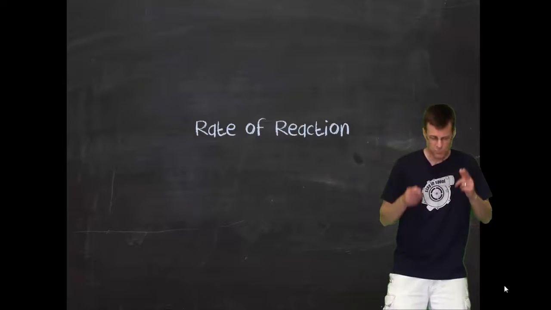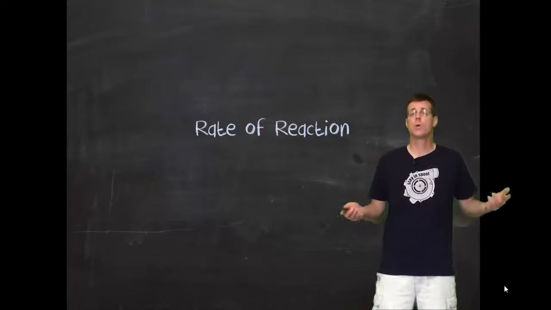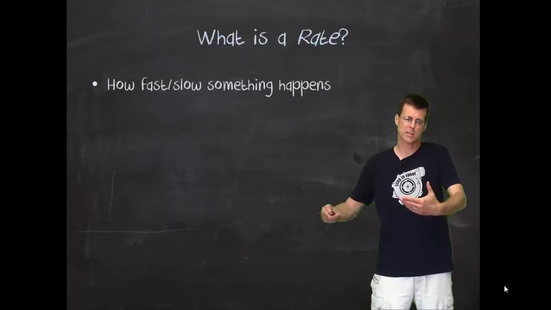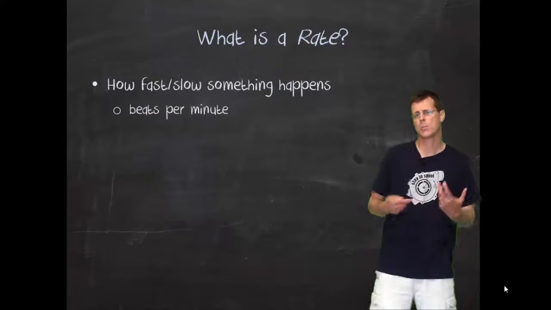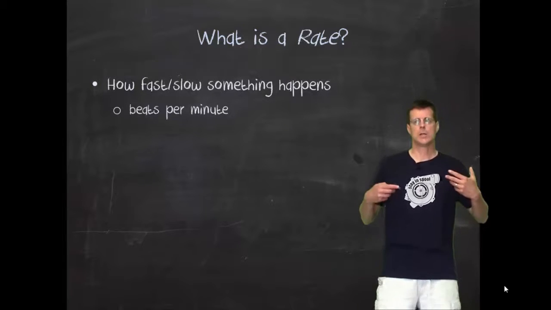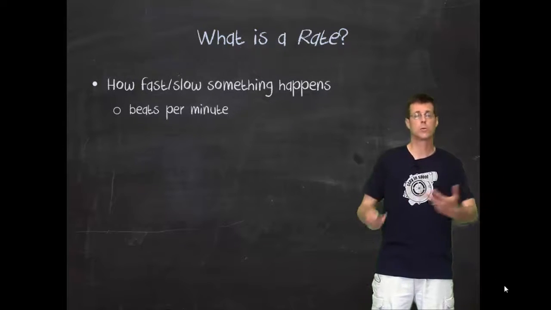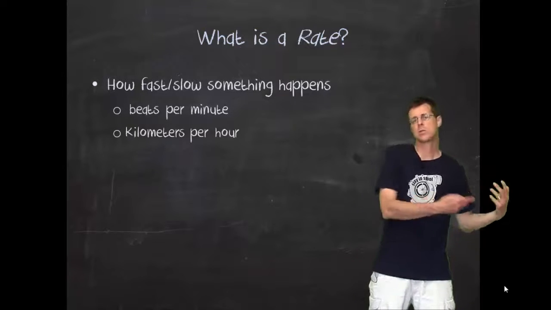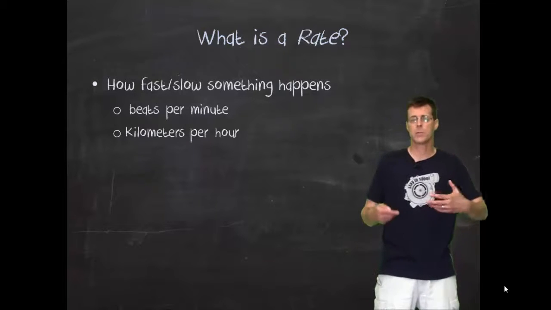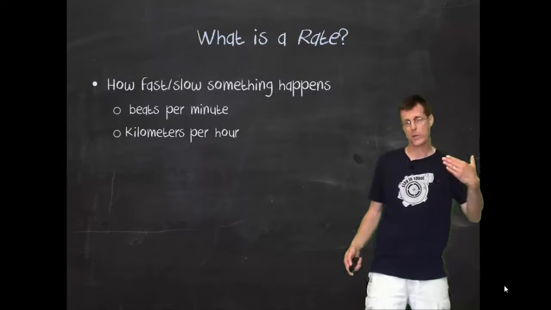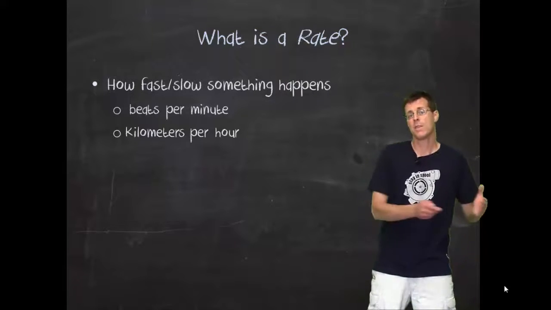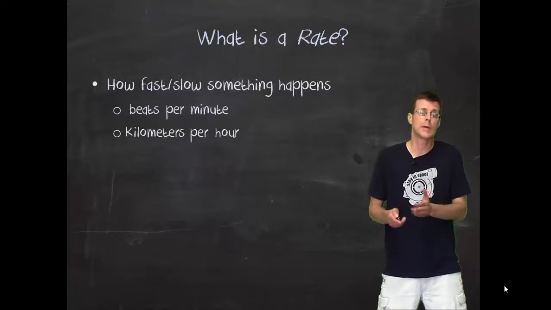Okay. Chemical rate of reaction. First of all, what is a rate? A rate is something that you are measuring in terms of how fast it's going. So for example, we can talk about beats per minute. And for heart rate, that makes a lot of sense. If you're talking about engine speed, it's revolutions per minute, RPM. If you're talking about your speed in a vehicle, it's kilometers per hour. It doesn't matter if you go 80 kilometers. It matters if you went 80 kilometers in 30 minutes, 60 minutes, or 120 minutes. That's going to change your speed, your rate.